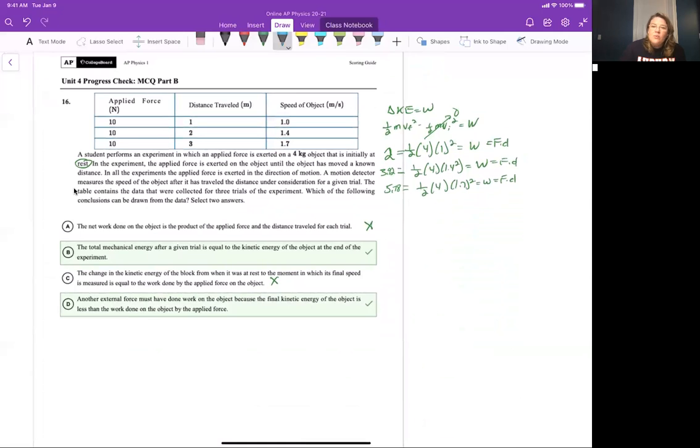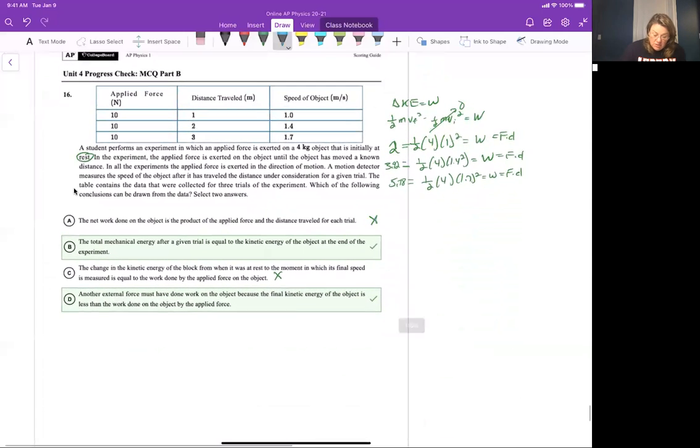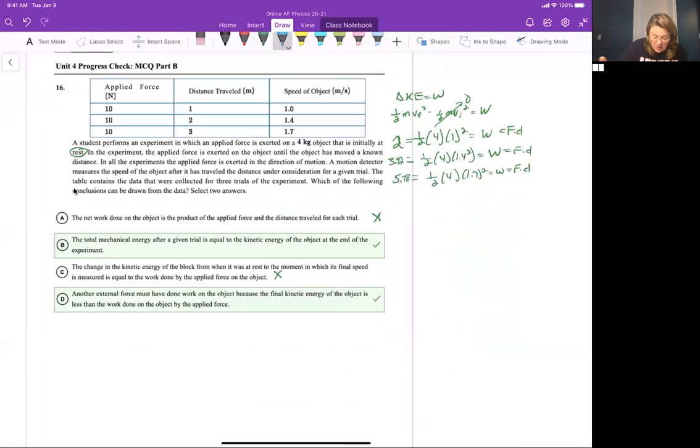I actually probably would not. I mean, I actually didn't know. I haven't looked at the answer. I mean, the answers are right here. But how I would have done this is I know that the change in kinetic energy has to be equal to work done by that force, this force applied. Okay, so what is the work equal to? The force applied times distance. I can evaluate the change in kinetic energy and compare it to that force and distance, and you'll notice they're not the same. So the total mechanical energy after the given trial is equal to the kinetic energy.